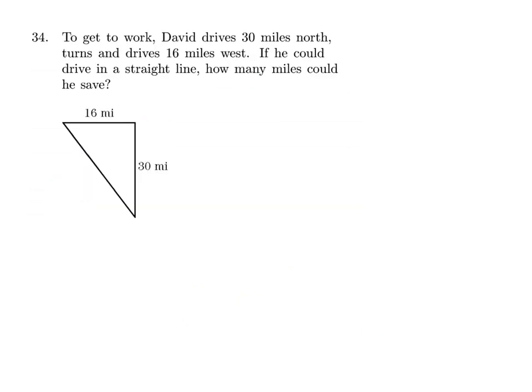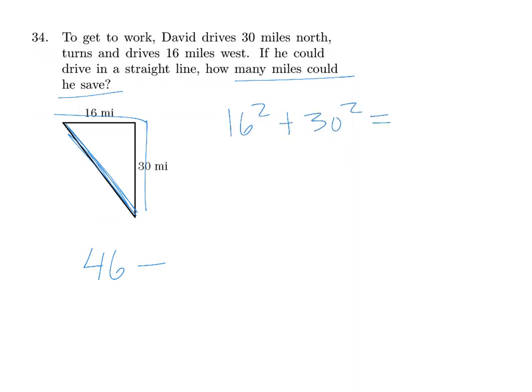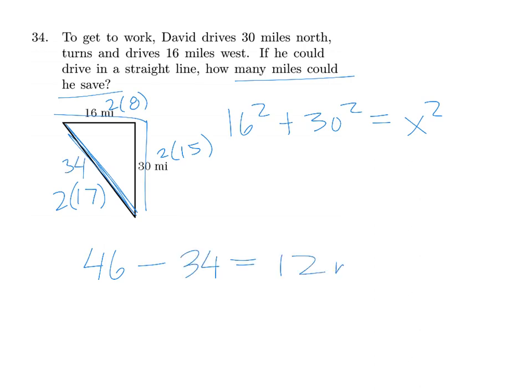All right, to get to work, David drives 30 miles north, turns and drives 60 miles west. If he could drive in a straight line, how many miles could he save? Okay, so adding these two together, it's 46 miles. So let's figure out the new route. You could do 16 squared plus 30 squared equals x squared. But there is actually a Pythagorean triple in disguise here. There's one that's not used too often. It's the 8, 15, 17 Pythagorean triple. So this is 34. And then you get 12.